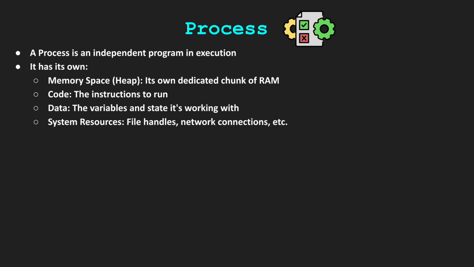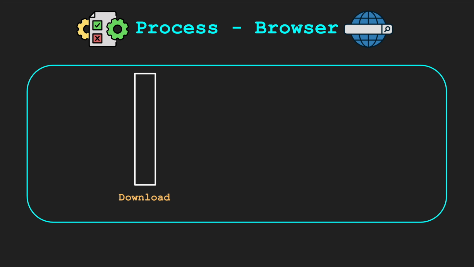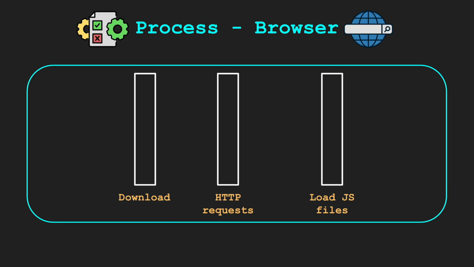A process is an independent program execution that has its own memory, its code, data, and system resources. So for example, the perfect example would be a browser. Let's say we have a browser. A browser in itself is a process. So in a browser, what we have, right? We are downloading a file, we are sending HTTP requests, we are loading JS files, and so on.